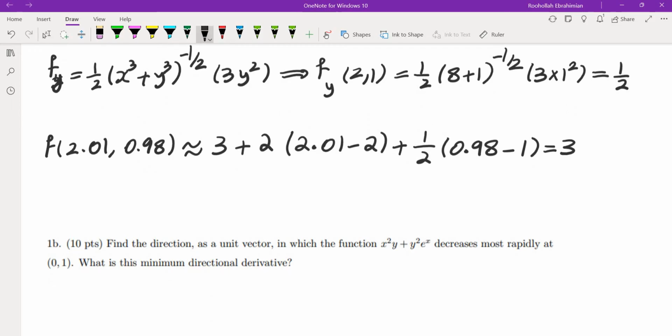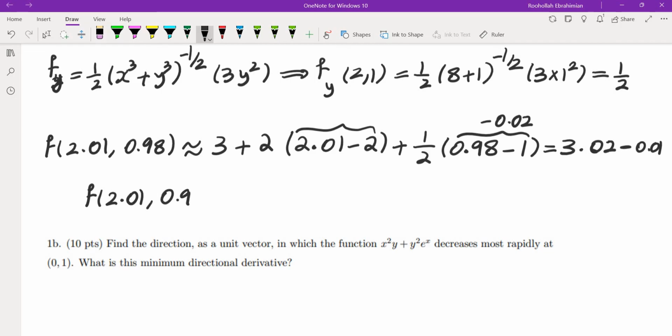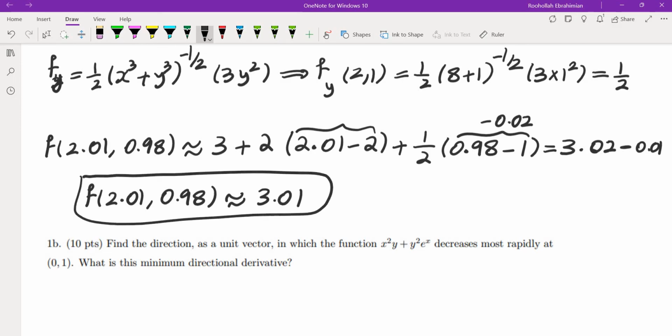So this would be 3, 2.01 minus 2, that's 0.01, times 2, that's 0.02, and then minus, so this would be minus 0.02, divided by 2, that's 0.01. So in fact, f of (2.01, 0.98) is approximately 3.01. So that's an approximation for the given function.